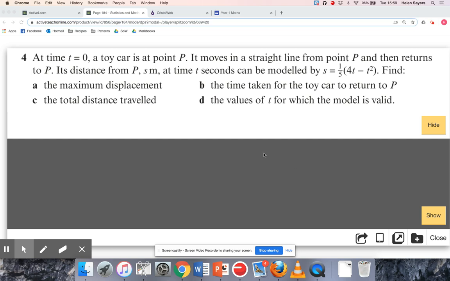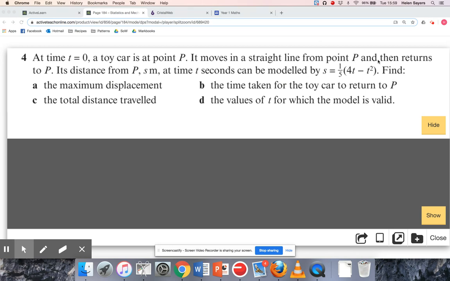Okay, so this is question 4 from exercise 11a from the first year mechanics textbook. So we've got displacement as a function of time, and it's about a toy car that starts off at point P and then moves in a straight line from P before returning to its starting point, and we've got S in terms of t. Okay, so the first thing they want is the maximum displacement.